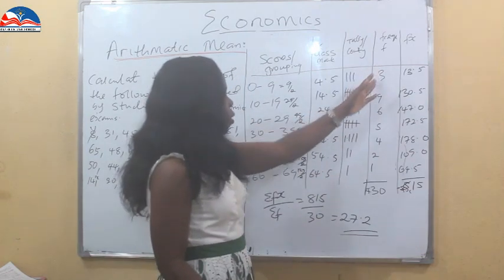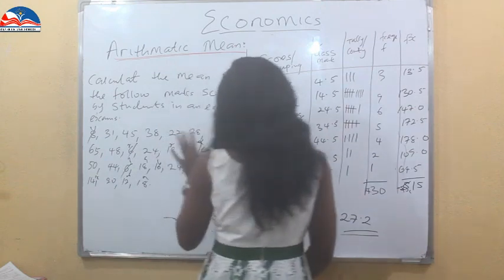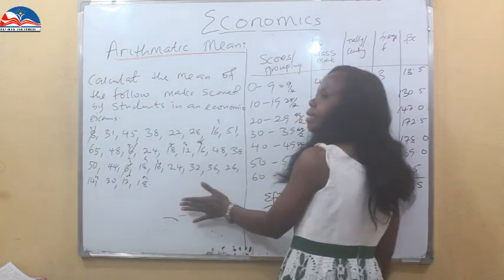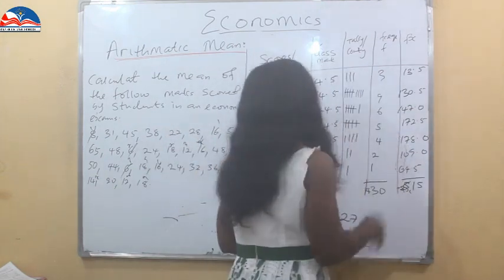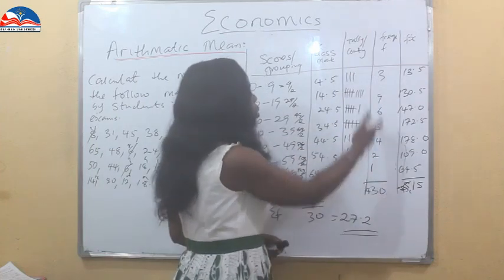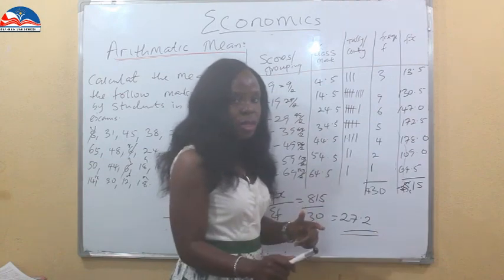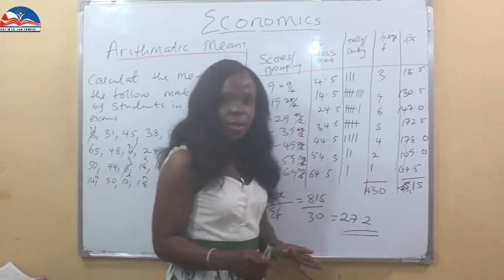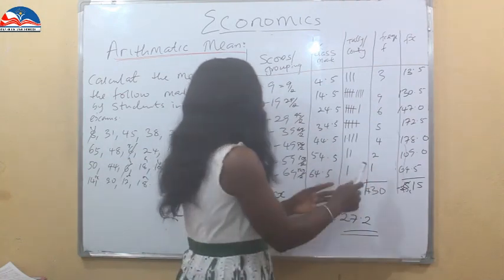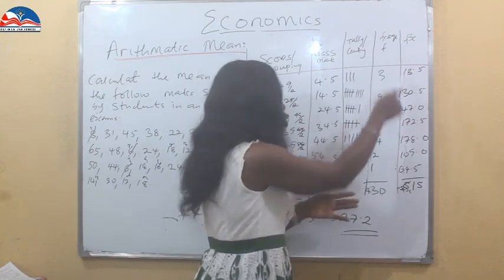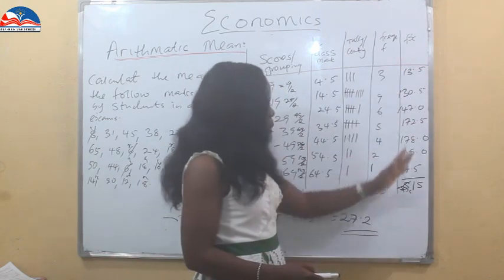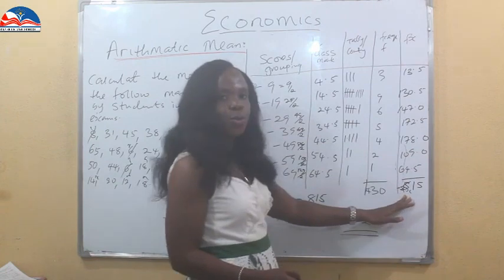When you sum here up, make sure that the number we've counted is 30. So when you sum it up here, we are going to have 30. If you don't have 30, know that your tally is wrong. Then go back and retrace. But if here is 30, know that it is correct. You proceed. When you proceed, you sum up the fx. By the time I sum up everything here, I have 815.